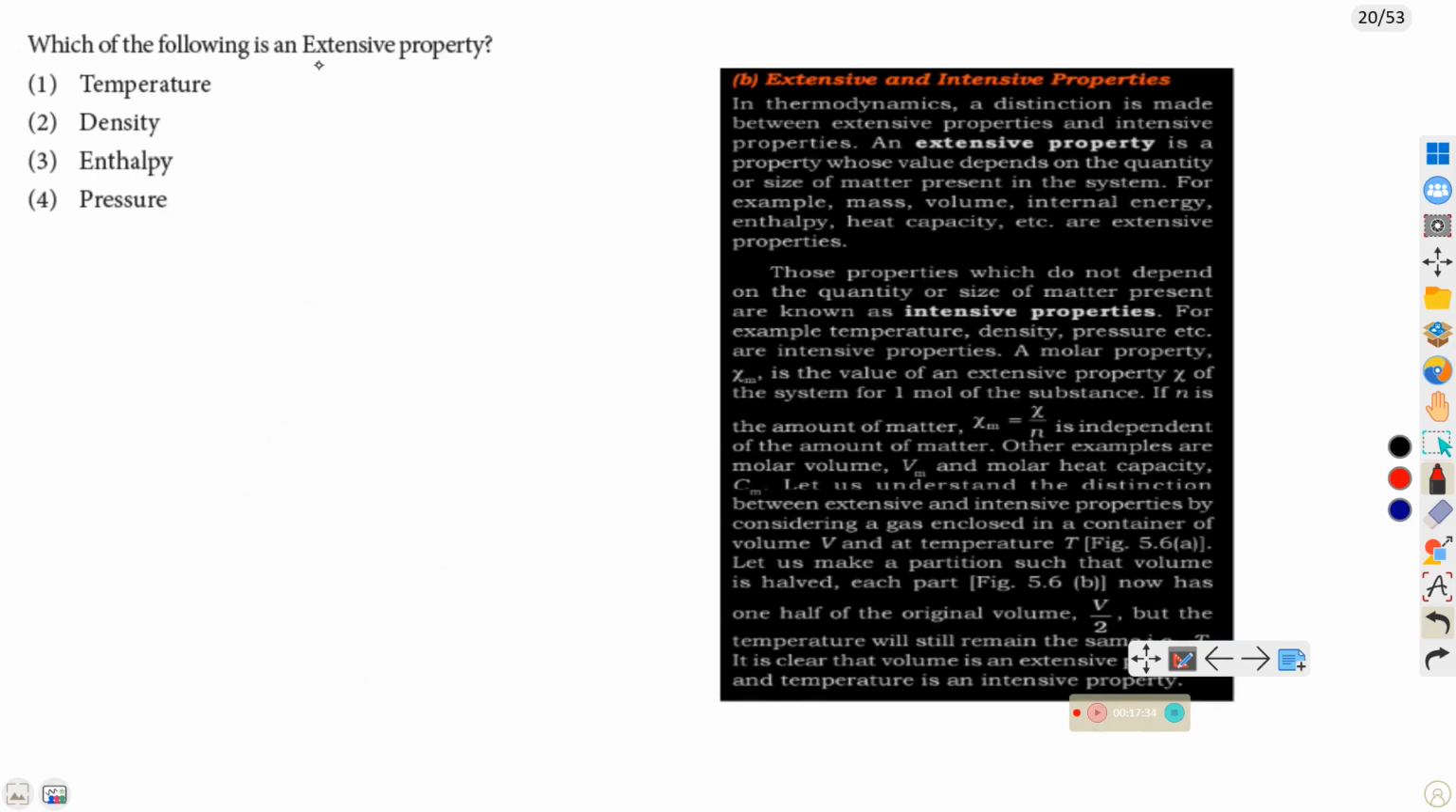Which of the following is an extensive property? Temperature. Temperature is intensive property. Density intensive property. Pressure intensive property. Enthalpy is extensive property. The property which depends on mass of the substance or quantity of the substance, then the property is considered as an extensive property.